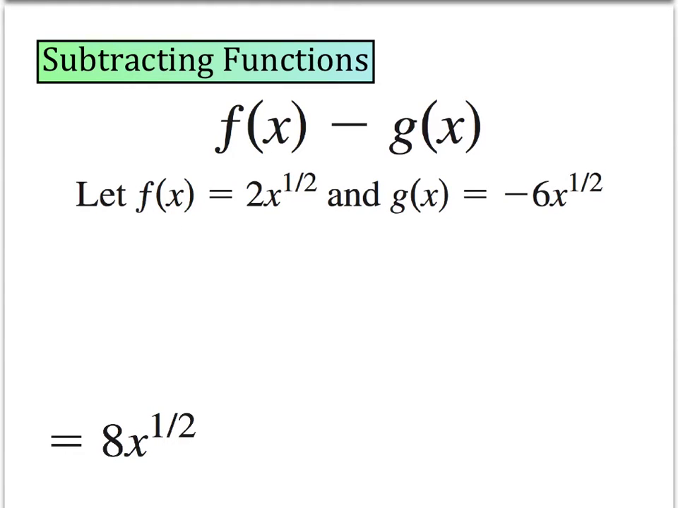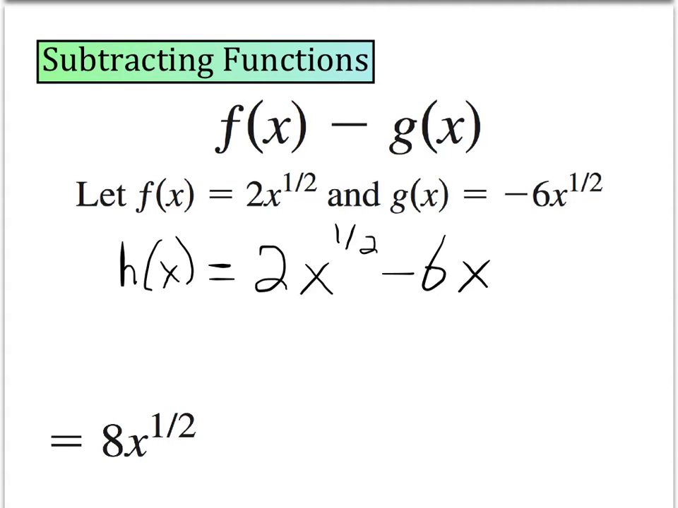For subtraction, very similar. If we want to figure out what this new function h of x is going to be, if we're subtracting, all we do is subtract the functions. Once again, these have like radicals, so we can subtract them. So it's a negative 6x, but since it's subtraction, that will be a negative and a negative, so it'll be a positive. So I have 8x to the 1/2.